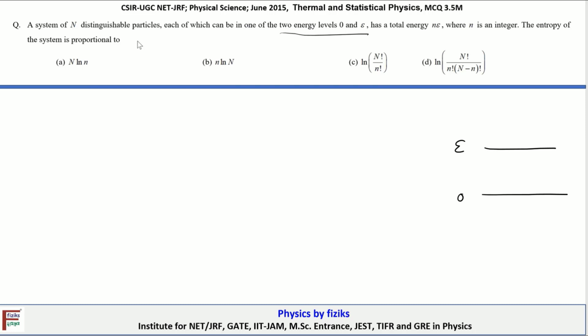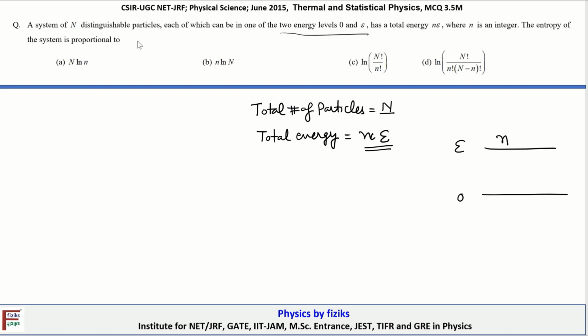So the total number of particles is given to be capital N, and the total energy of this system is equal to small n multiplied by E. This means out of these capital N particles, we have to place small n particles here, and these small n particles will satisfy the constraint of total energy of the system being equal to n times small E.